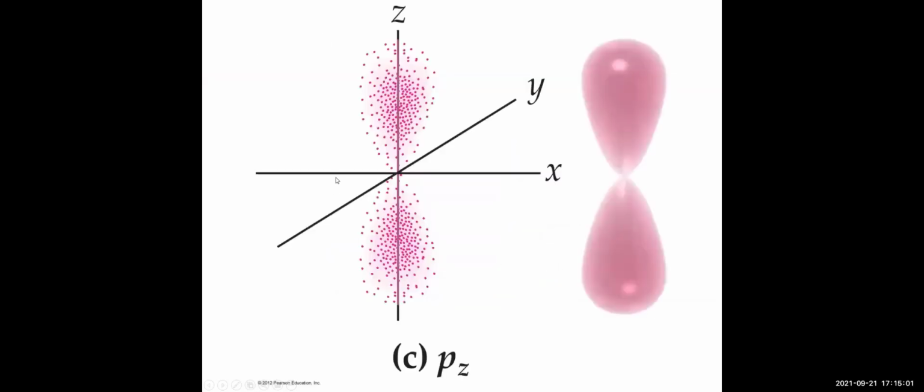Okay, here's another picture of one. We've drawn it differently here, so this is now the z-axis. Again, showing you where the electrons can be found.